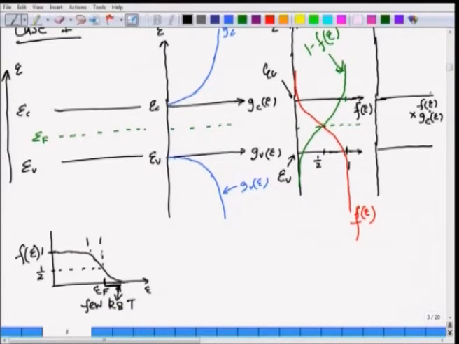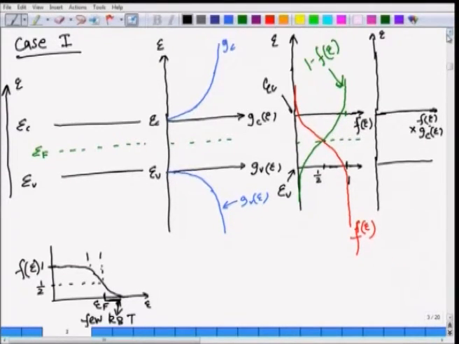That is what I am plotting on this axis right here. This is what I am plotting on this axis. So, if I plot this product of the blue line and the red line, let us continue to use the red pen for this. What happens? For all values below EC, which is right here, GC is 0, and above EC, this FE function goes to 0 very quickly.